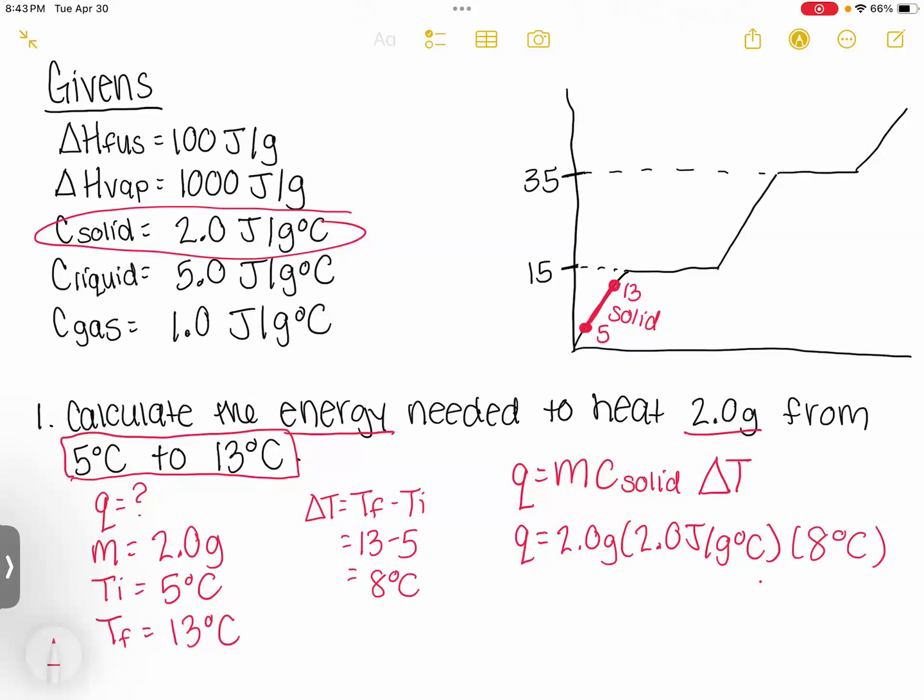2 times 2 is 4. 4 times 8 gives me 32. Joules cancel out, degrees Celsius cancel out. We'll be left with joules. If we are rounding this to significant figures, final answer 30 joules of energy.